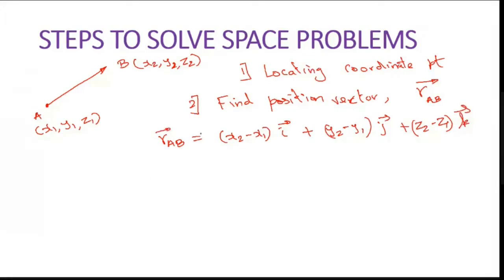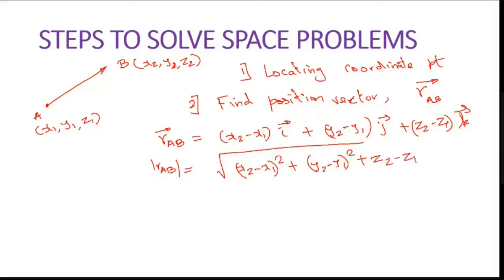I know what my final point is and what my initial point is, and I subtract with respect to that: x2 minus x1, y2 minus y1, z2 minus z1. So this will be my position vector. Once I have my position vector, the next step is to take the modulus of it. The modulus of this position vector is nothing but the root of x2 minus x1 the whole square plus y2 minus y1 the whole square plus z2 minus z1 the whole square.